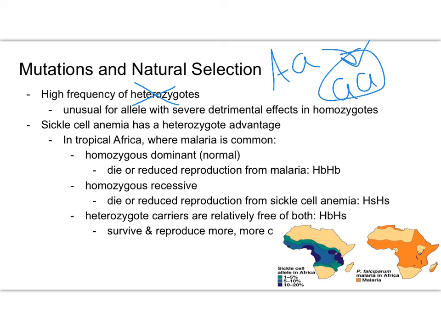Sickle cell anemia actually has a heterozygote advantage. If you look at your maps on the bottom, you see your map of Africa there. On the right, we have a map of where malaria is the most prevalent. And on the left, we have a map tracking the sickle cell allele in populations in Africa. In populations in Africa where malaria is very common, those people that are homozygous dominant, unfortunately, a lot of them are going to die of malaria. They're going to be infected by malaria, and they're going to die, so they're not going to reproduce, and they're not going to pass their DNA on.